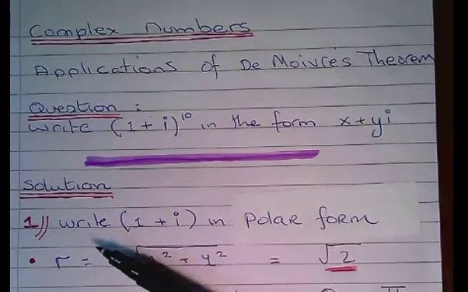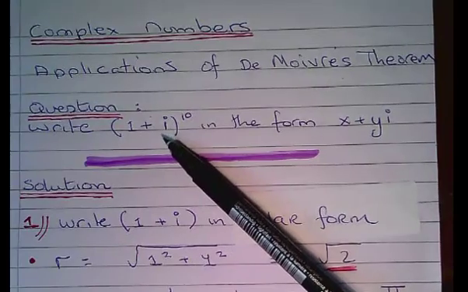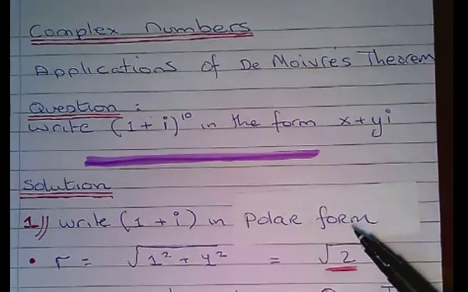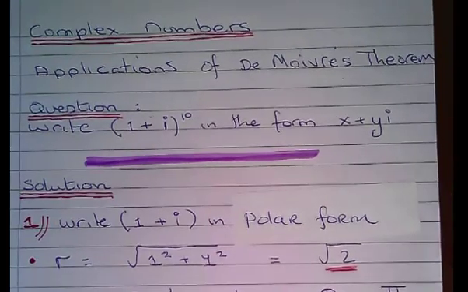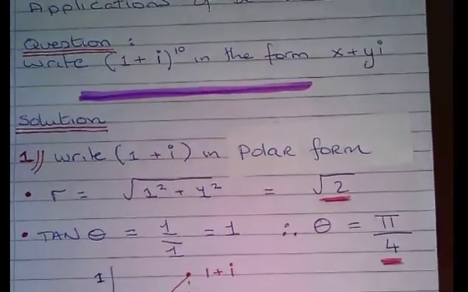Okay, so the first thing we have to do here is we have this in rectangular form. What we're going to do is write it in polar form. So what we have to do is calculate the modulus, or the magnitude, and the argument. So we need to find r and theta.